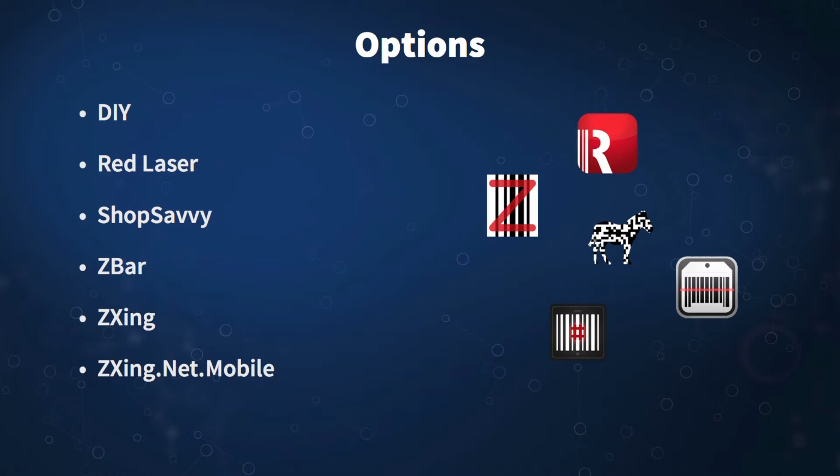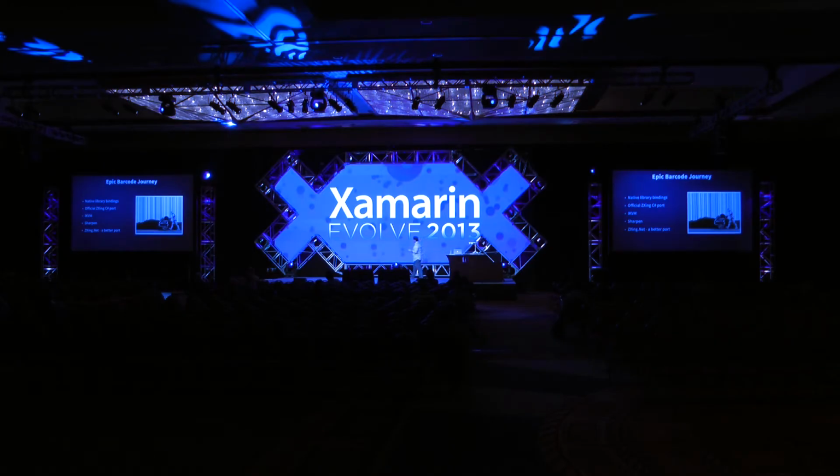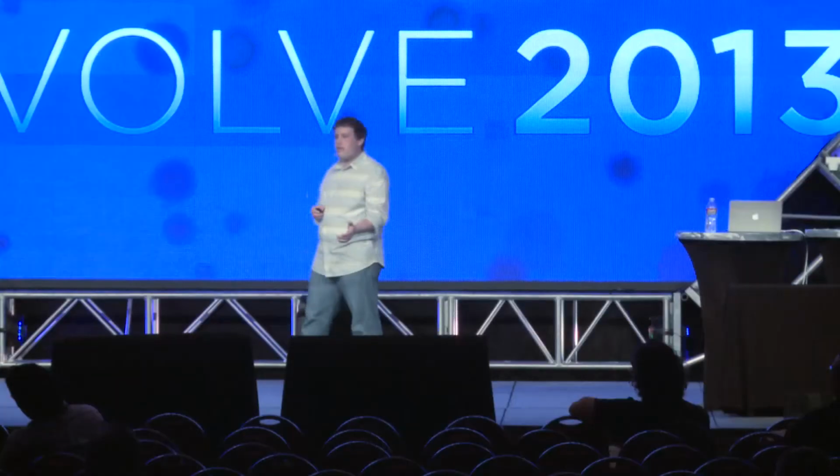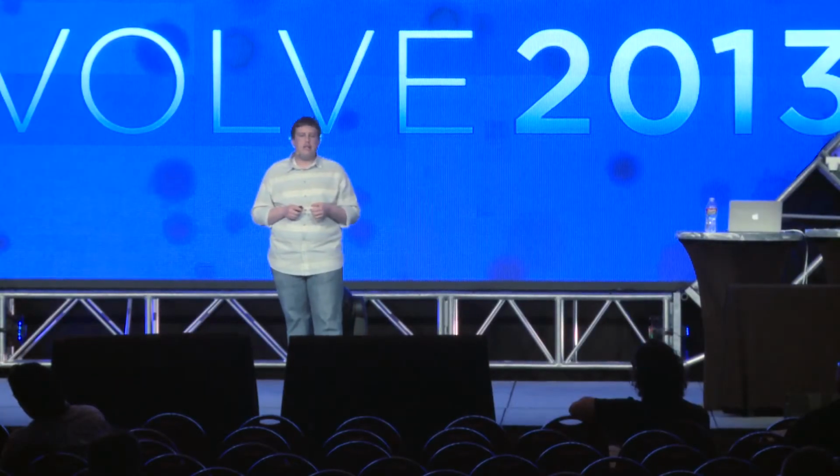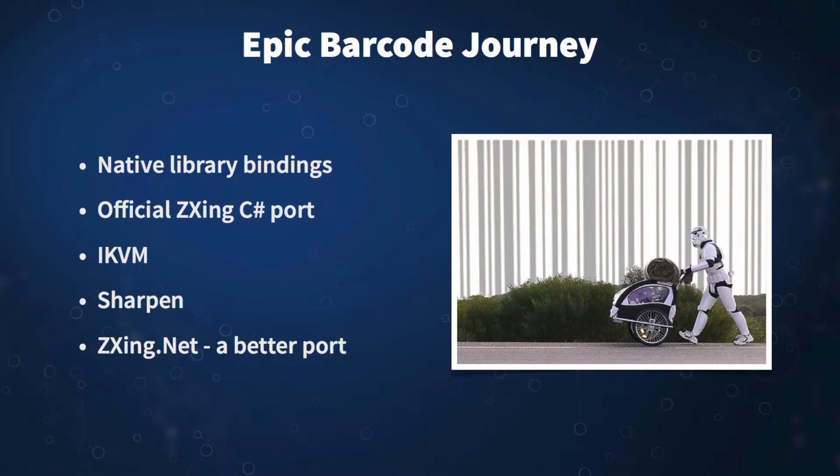But it's Java. So I decided I needed a barcode scanner, and today I have this thing called zebracrossing.net.mobile. Now, it's a weird name, but we'll get to that. So my journey through this barcode thing was to start out with Red Laser and Shop Savvy and make bindings for those things. And when I started, they didn't have Windows Phone support, and I had an app that was going to be also in Windows Phone, and I needed to have barcode scanning working there too.